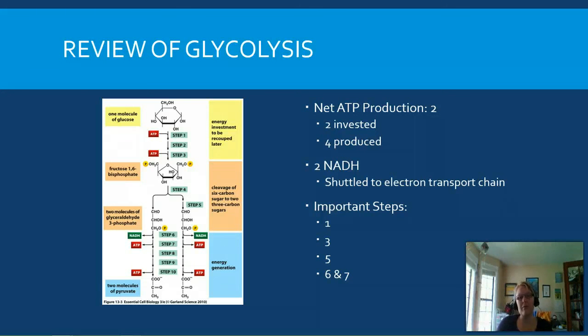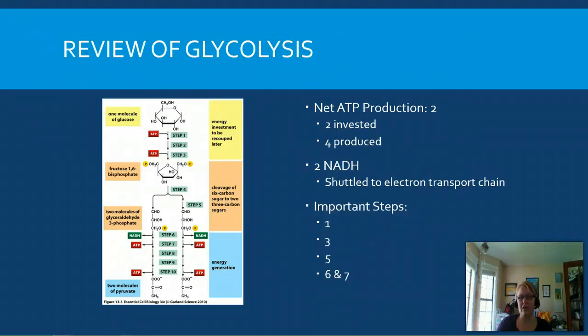Now, there's a couple important steps. As I said, I don't want you to memorize everything in this, but I want you to know steps 1, 3, 5, 6, and 7, because these are the important steps in glycolysis as far as getting ready for downstream events. So it's really important you understand that and review that coupled reaction slide with 6 and 7, and let me know if you want to talk about that a little bit more in class as well. Because it can be a little bit tricky with that substrate level phosphorylation.